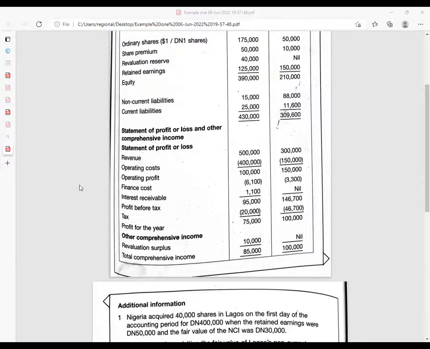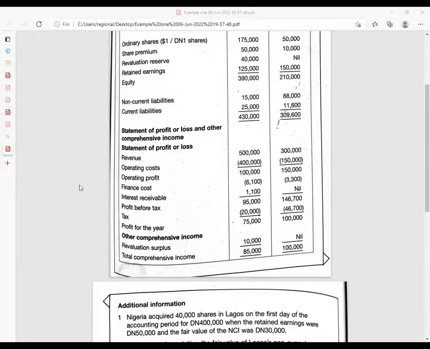After that, I have profit before tax. You can leave some space just in case something crops up. Profit before tax. Then I have taxation itself, tax, which will give what we call profit for the year. And then we have OCI, other comprehensive income. So under other comprehensive income, what else have they given us there?